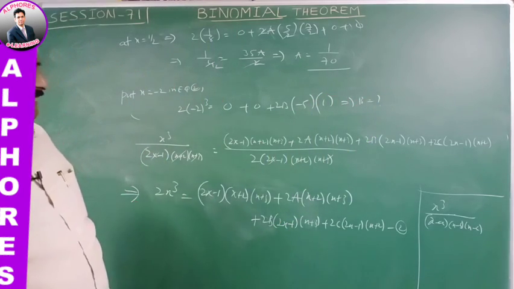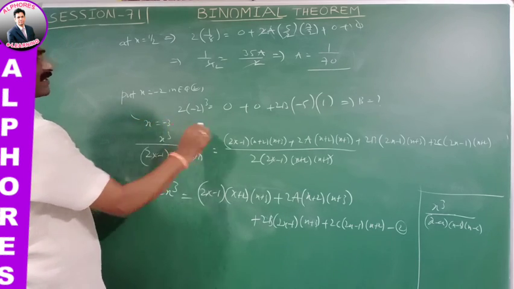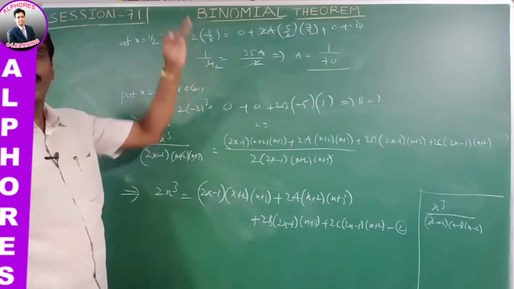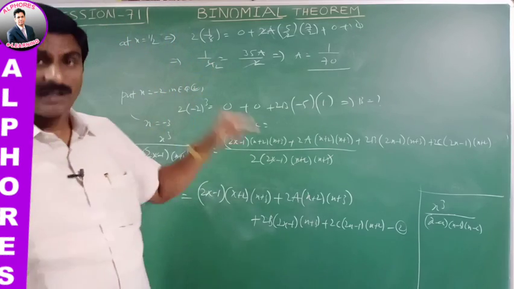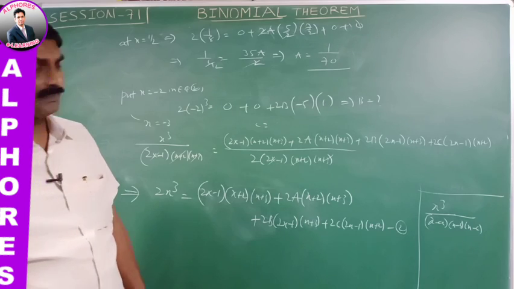Similarly, put x equal to minus 3 in this equation and we get C. Substitute these values in equation number 1 and we get the required partial fractions. Very, very important. Please note that value.